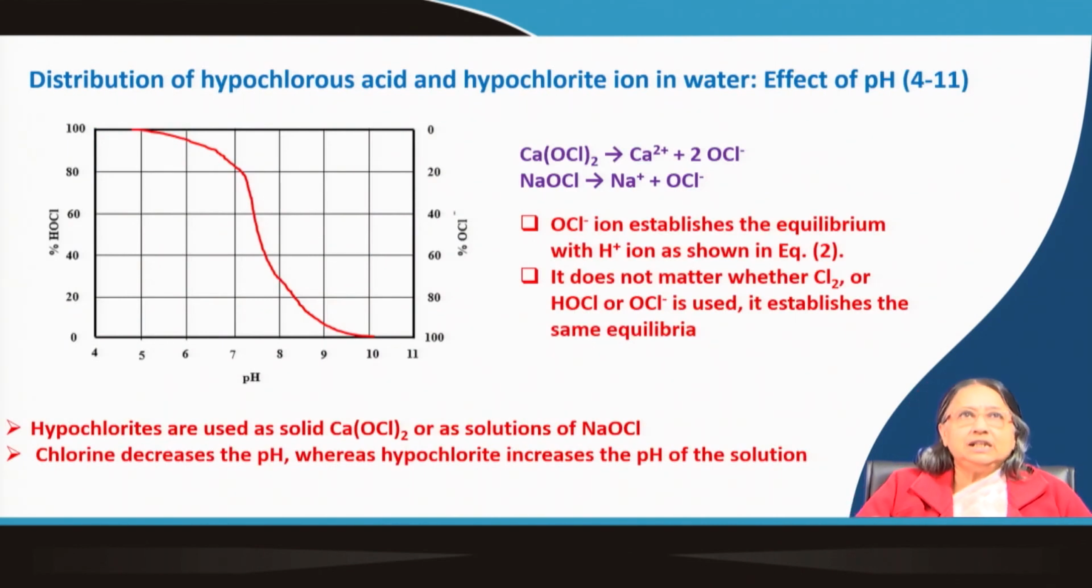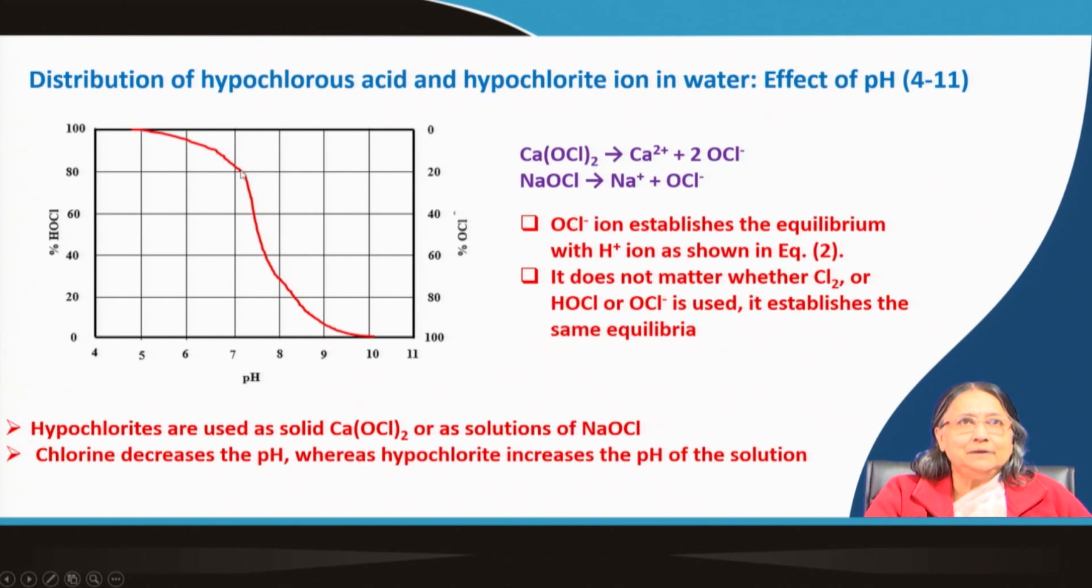Now, this is the distribution of hypochlorous acid and hypochlorite ion. This is the second equation that is predominating at higher pH, say for example 4 to 11. Here also the effect of pH is there. You see pH 4 to 11, and on this side it is percent HOCl and on this side percent OCl minus. Starting from 0 it is 100, and in the opposite direction 0 to 100. For example, I choose pH 7.